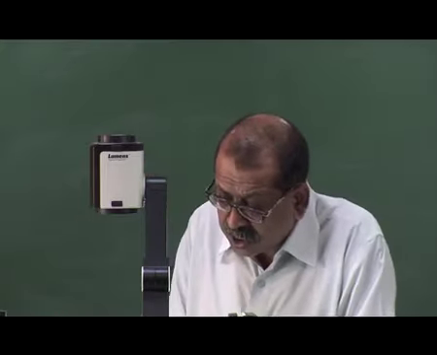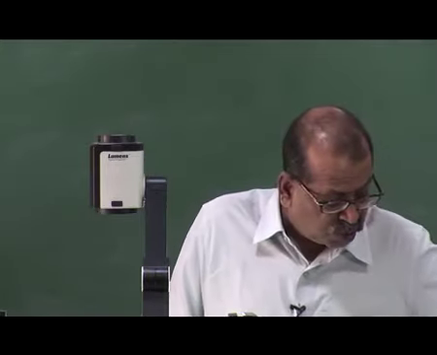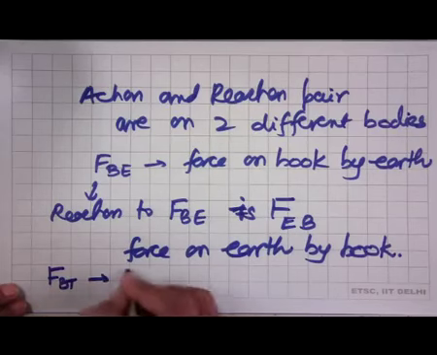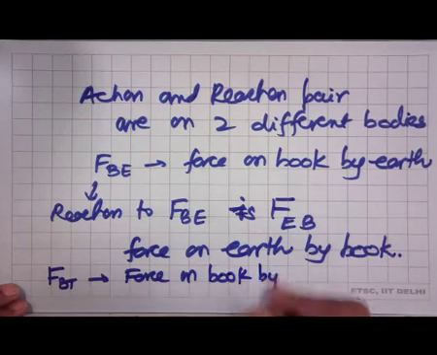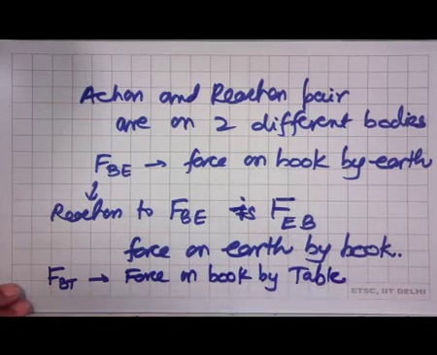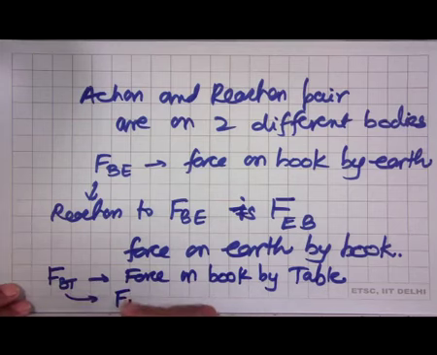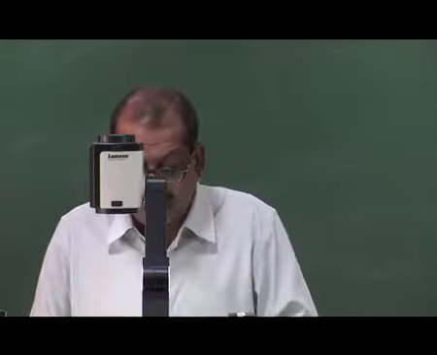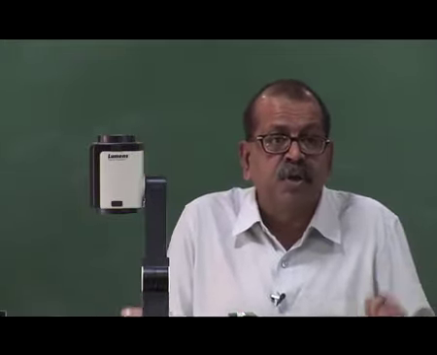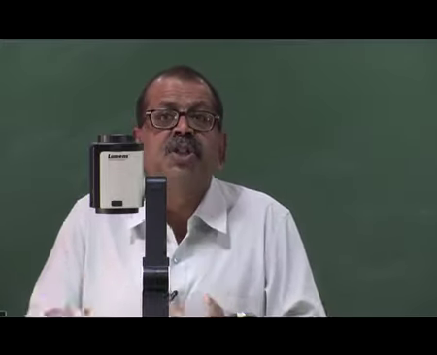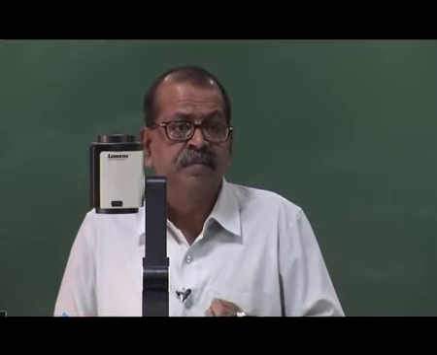And similar to this, the second force which we showed was FBT, which is the force on the book by the table. So, if we want to find the reaction of this, it will be FTB, the force on the table by the book, which will be equal and opposite to this. And of course, all of these happen to be equal to the weight of the book just because of the conditions of this problem where nothing is moving.